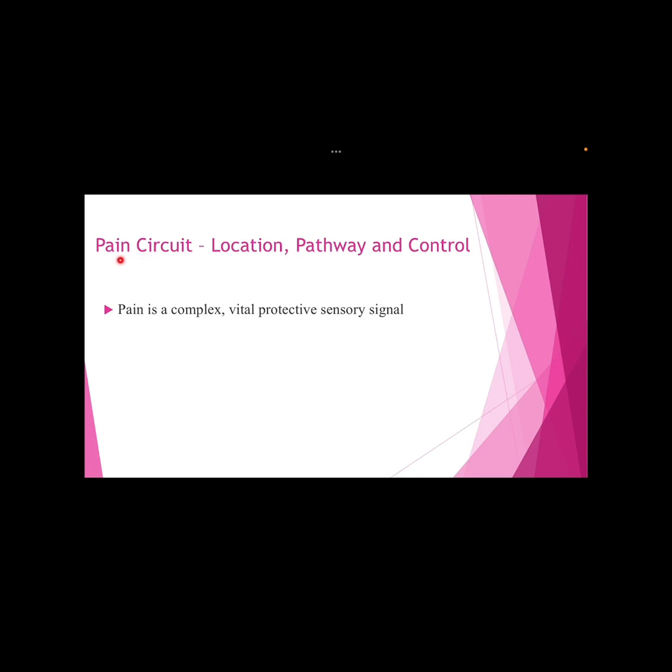Now we will move to our third objective, which is the pain pathway. Pain is a complex, vital, protective sensory signal. It is protective because when we feel pain, we know that there is something wrong in our body, so that we can go to the doctor, take medications, and so on.